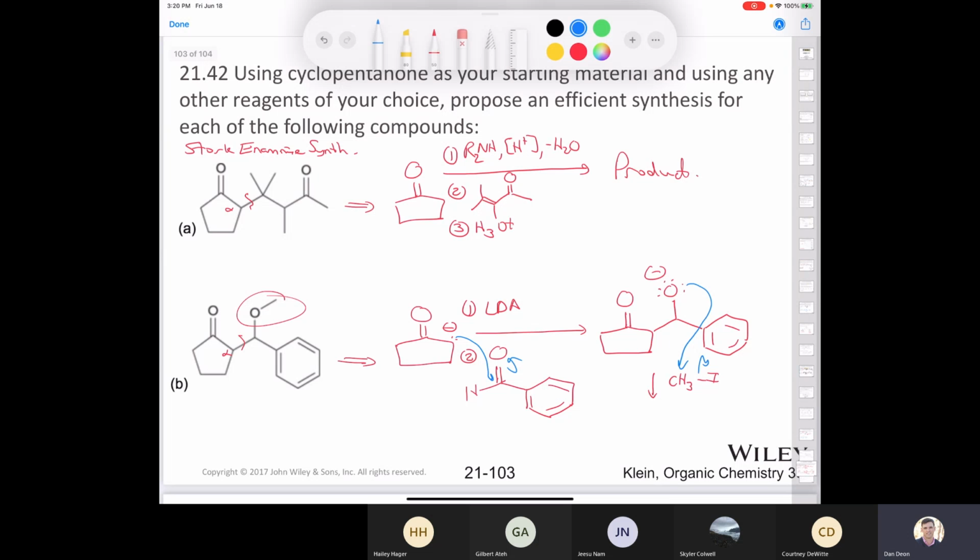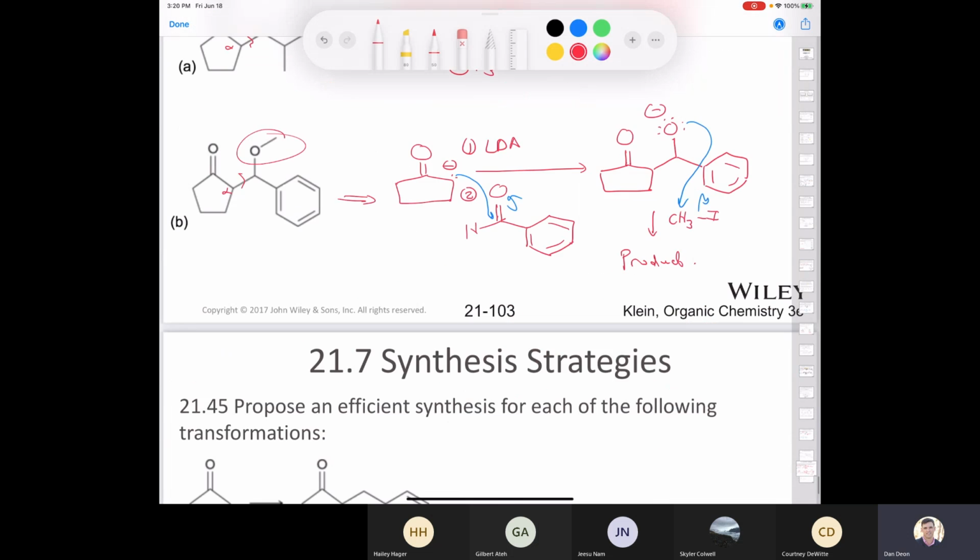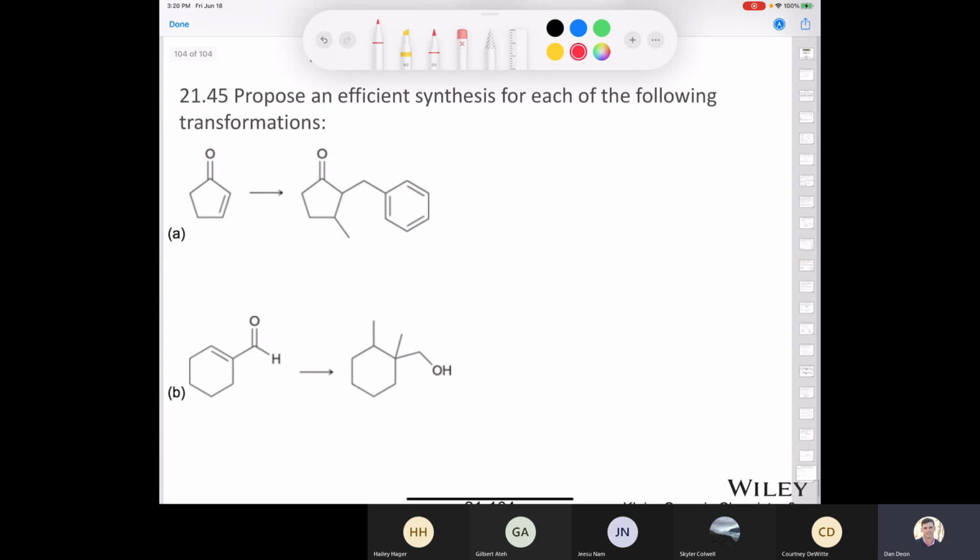So it's kind of like doing a Williamson ether synthesis with the intermediate that's formed. Okay, so this I would call a directed aldol reaction with kind of a Williamson ether synthesis thrown in there. Let's take a look at 21.45.